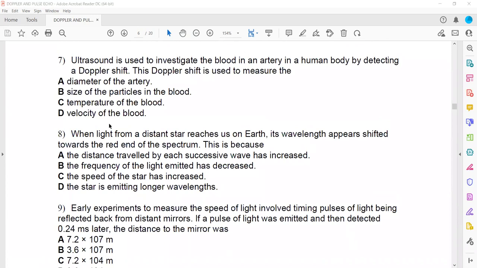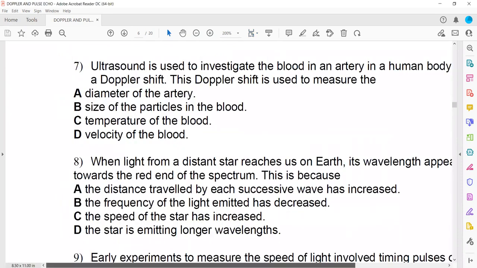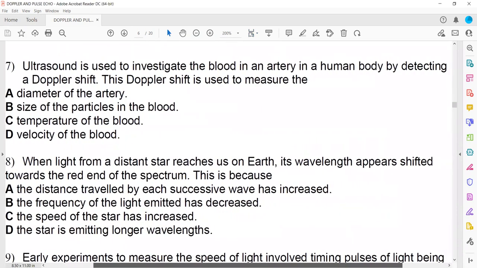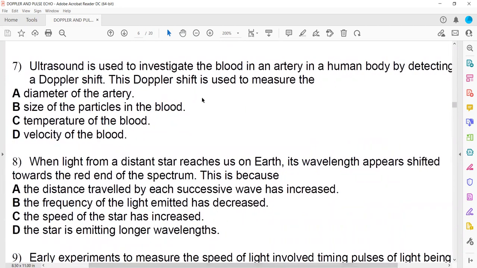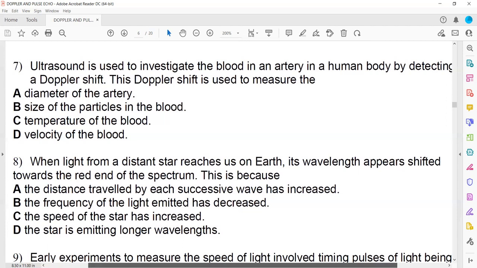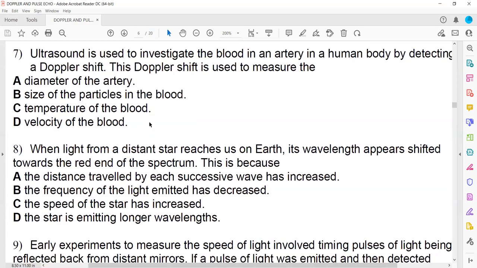Then question number 6. The ultrasound is used to investigate the blood in arteries in a human body by detecting the Doppler shift. So the movement of the blood can be investigated in the artery by using a Doppler shift, because what happened is, as the blood is flowing through the arteries, the ultrasound is sent and it will bounce back.